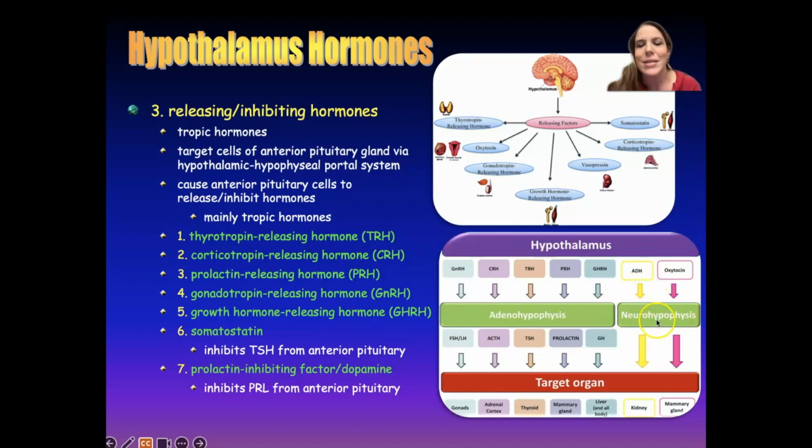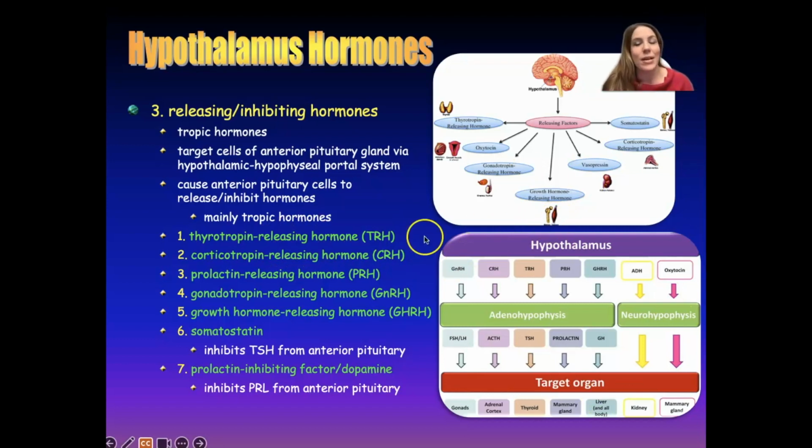And in all cases, ultimately, there are target organs that will receive these signals in order to release their hormones or elicit some other response. So let's go over these. The first one we are going to talk about is thyrotropin releasing hormone, or TRH. Thyrotropin releasing hormone, TRH.